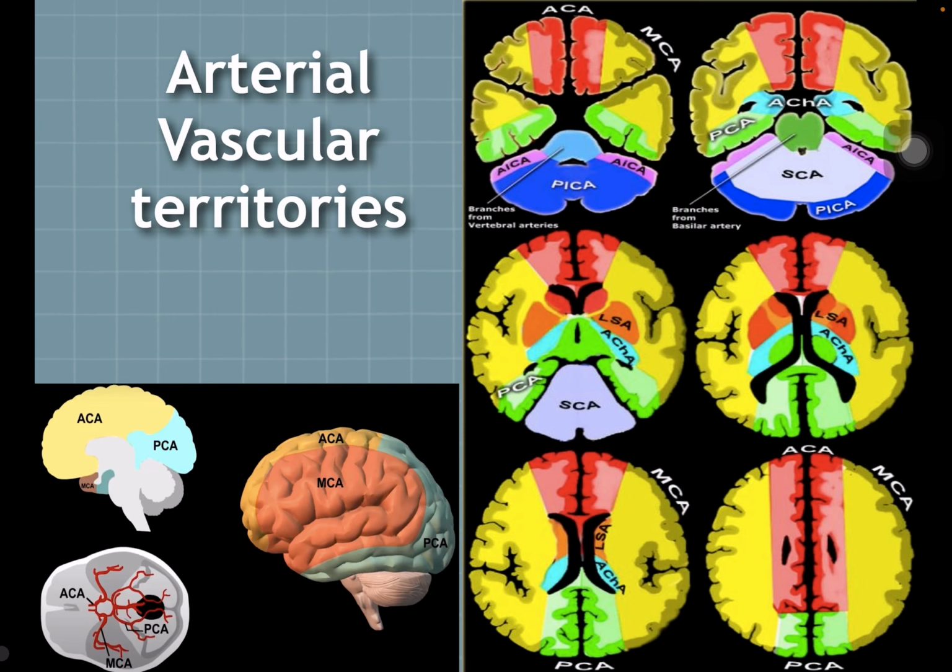Here are some diagrams of the brain at different levels divided by different vascular territories. In this image, arranged from below to upward, this is the superior cerebellar artery, posterior inferior cerebellar artery, and here the MCA, which covers the lateral side of the brain up until the vertex. At the middle, we have the ACA, and next we have the PCA, posterior cerebral artery.